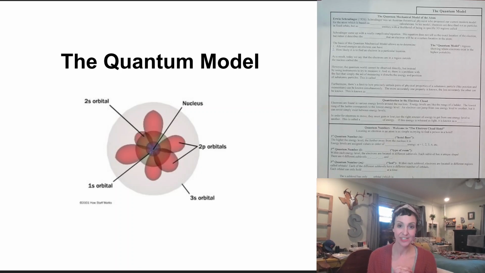Okay, today's lesson is on the quantum model of the atom, and that probably sounds like a super scary model, and it is very complicated, but most of this information is beyond the scope of the course. So if you find yourself getting confused, we will make sure to break it down at the very end to where you will know what you're responsible for knowing moving forward.